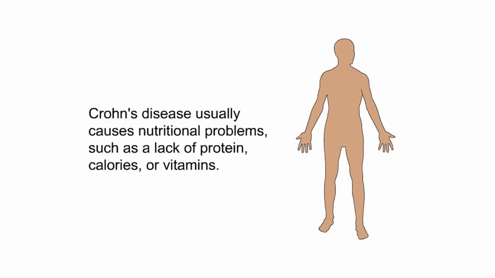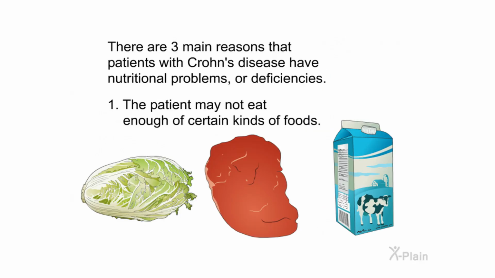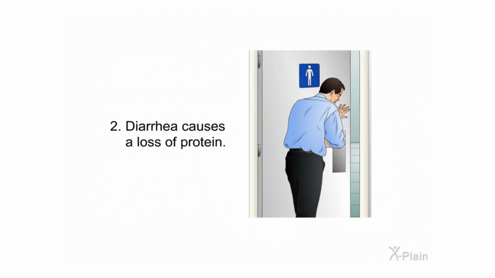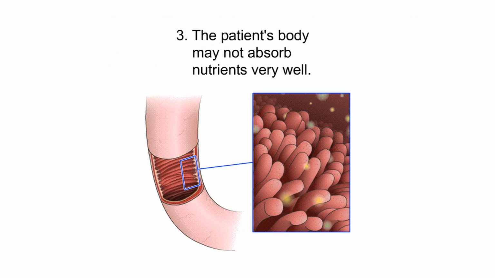Crohn's disease usually causes nutritional problems, such as a lack of protein, calories, or vitamins. There are 3 main reasons that patients with Crohn's disease have nutritional problems or deficiencies. 1. The patient may not eat enough of certain kinds of foods. 2. Diarrhea causes a loss of protein. 3. The patient's body may not absorb nutrients very well.